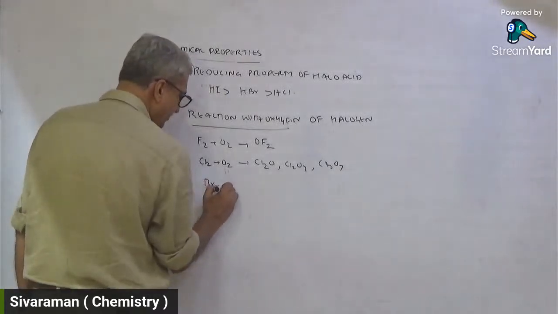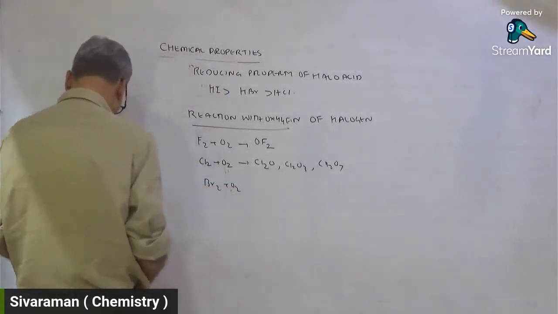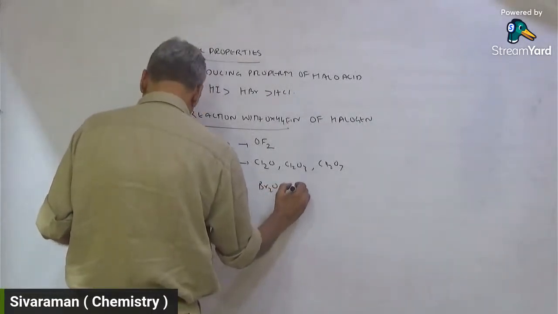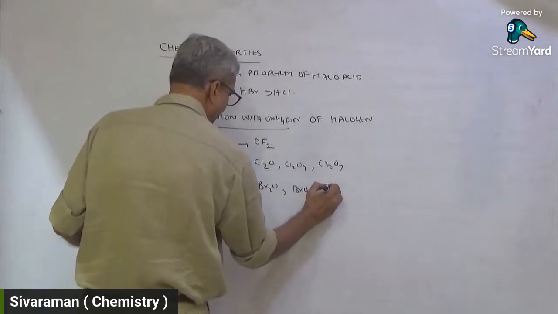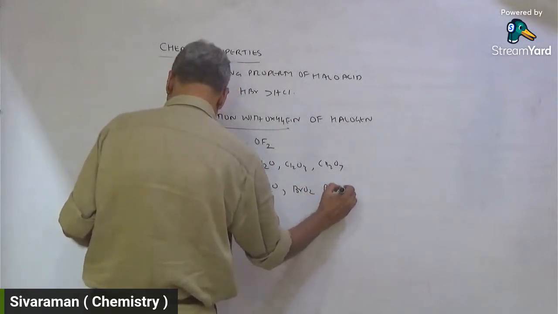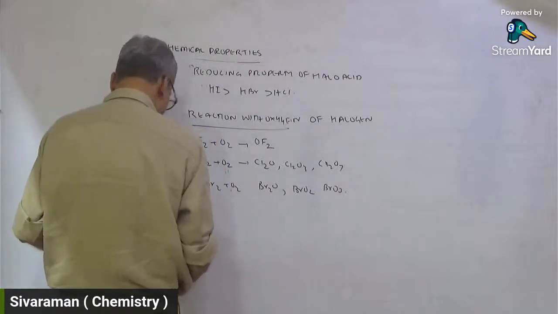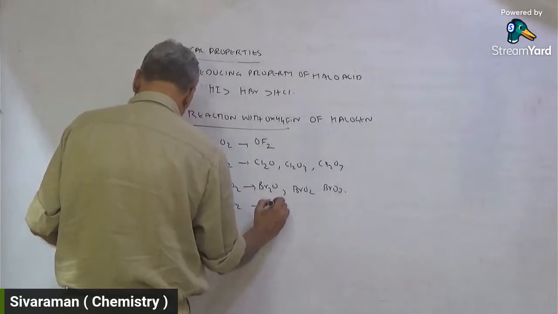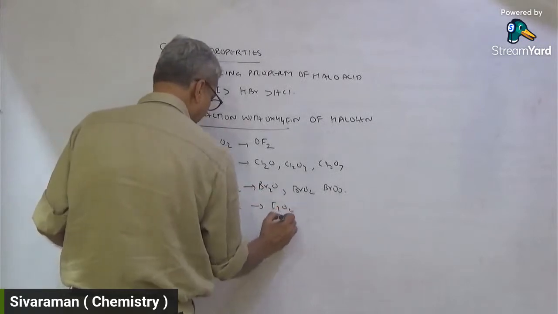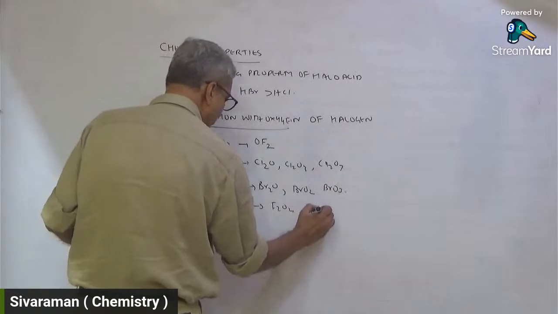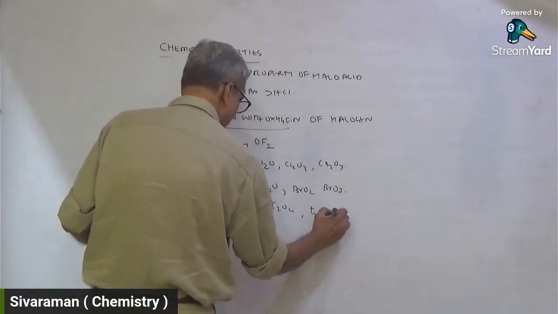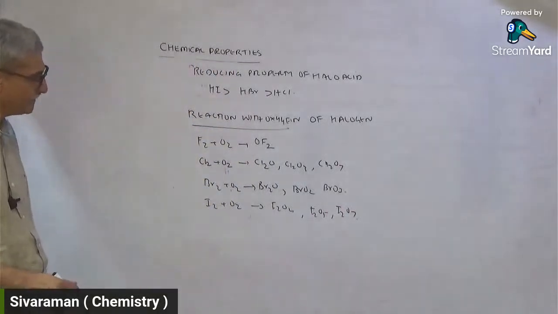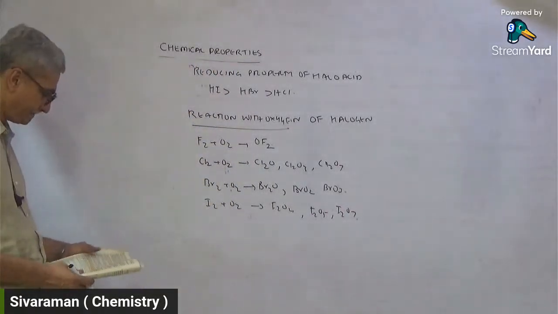Then bromine reacts with oxygen. And what does it form? It forms Br2O, BrO2 and BrO3. Iodine reacts with oxygen to form what? It forms I2O4, I2O5 and I2O7. Is it clear? So these are the five.